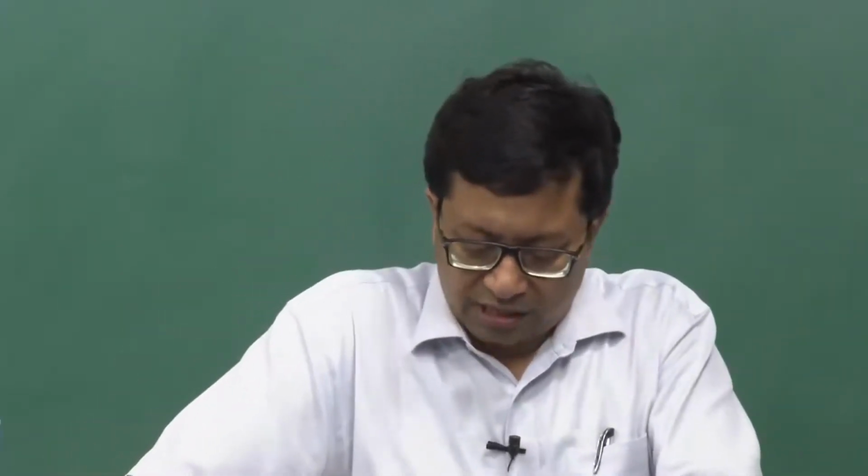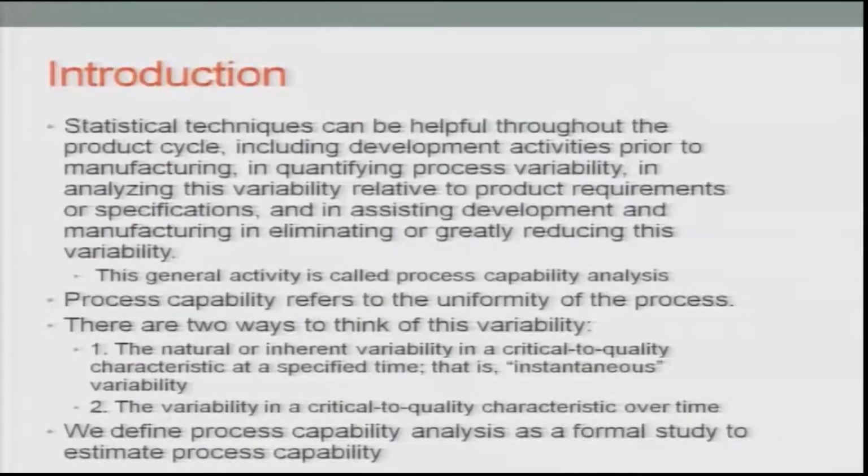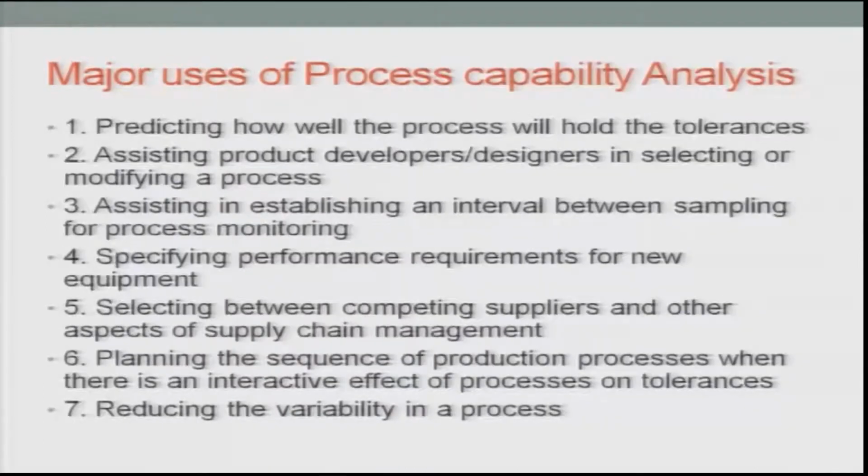The variability is critical to quality characteristics over time. We define process capability analysis as a formal study to estimate the process capability. Major uses of process capability analysis are predicting how well the process will hold the tolerances, assisting product development designers in selecting or modifying a process, assisting in establishing an interval between sampling for process monitoring, and specifying the performance requirements for new equipment, depending on whether new equipment is coming or not.